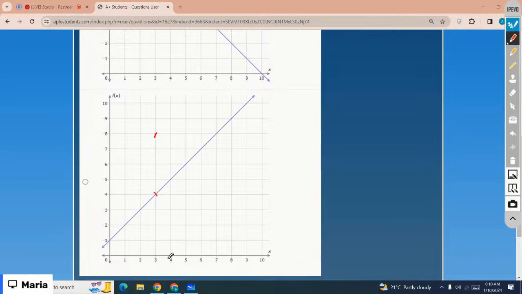X is 3, y is 4. X is 4, y is 5. X is 5 and y is 6. That means the correct option is the second one, right?